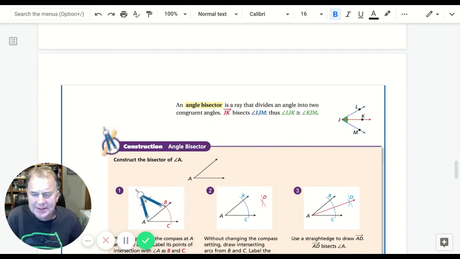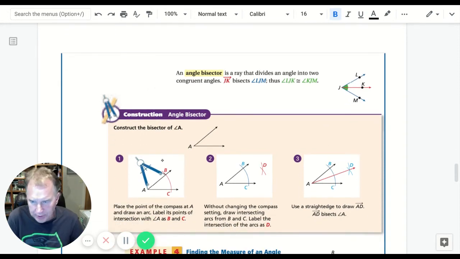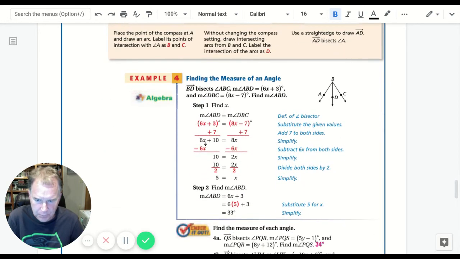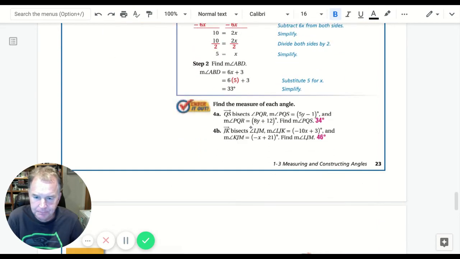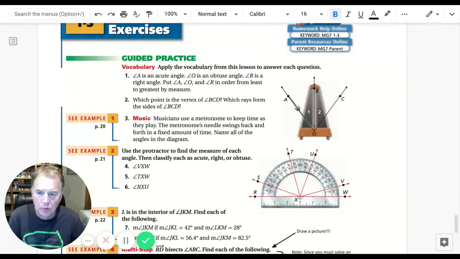So you might remember we had a segment bisector. A segment bisector could be a line or a ray that passed through the midpoint of a segment. It divided it into 2 equal parts. An angle bisector is a ray that divides an angle into 2 equal parts. So if I have an angle bisector, in this case, ray JK, it bisects or cuts in half angle LJM, and I get 2 congruent angles, LJK and KJM. An angle bisector divides an angle into 2 equal angles. And we'll get to do this construction later. Some more examples, just like the homework. And we're on to the homework.